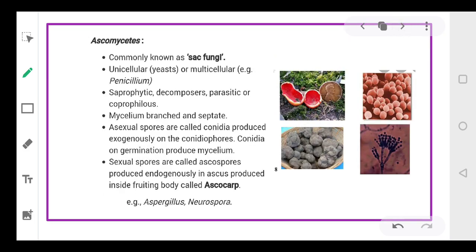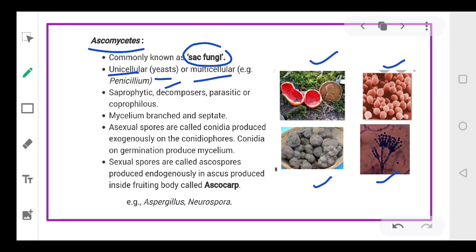The second category is Ascomycetes. The Ascomycetes is generally called the sac fungi. So these are the examples of sac fungi you can see. They are unicellular, for example, yeast, and they may be multicellular, as the example is Penicillium. So we can say the Ascomycetes are both. They may be unicellular or they may be multicellular.